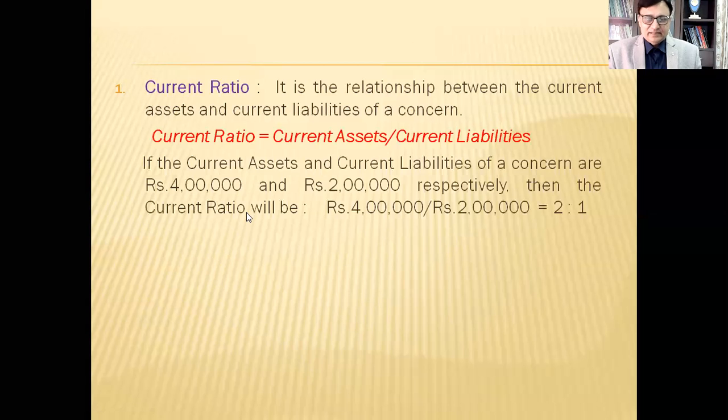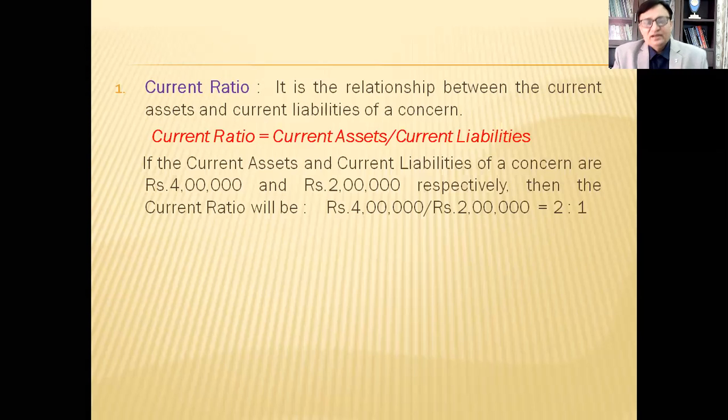So here this will be the method. For example, if the current assets and current liabilities of the concern are 4 lakh and 2 lakh respectively, then the current ratio will be 4 lakh divided by 2 lakh, that is 2 is to 1. Now this ratio has a standard also. Standard means the industry standard is 2 is to 1. If the ratio is 2 is to 1, it means it meets the requirements of the industry.